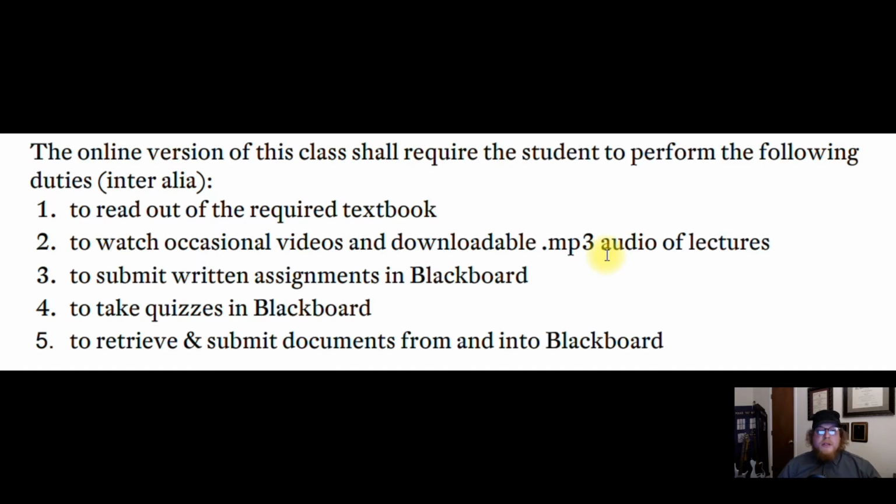The second thing you have to do is watch occasional videos and downloadable MP3s of lectures. Most of the course is going to be like this, where you're going to be watching a video like you are right now. This is an introductory video, but most of the videos of the course are going to be covering course content that we'll actually be studying together. I will also have some MP3 lectures available as well. Some audio recordings of times where I was in an actual in-person class and some times where I went over into in-depth texts. Those will be available for you as well.